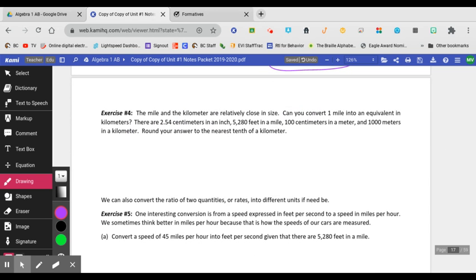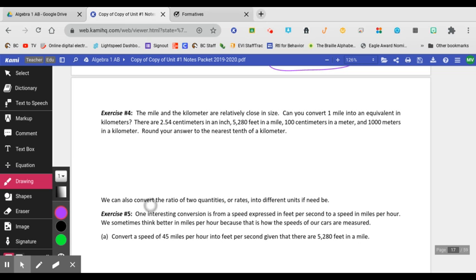Exercise 4. The mile and the kilometer are relatively close. You can convert 1 mile into equivalent kilometers. There are 2.54 centimeters in an inch, 5,280 feet in a mile, 100 centimeters in a meter, 1,000 meters in a kilometer. Round your answer to the nearest tenth of a kilometer.